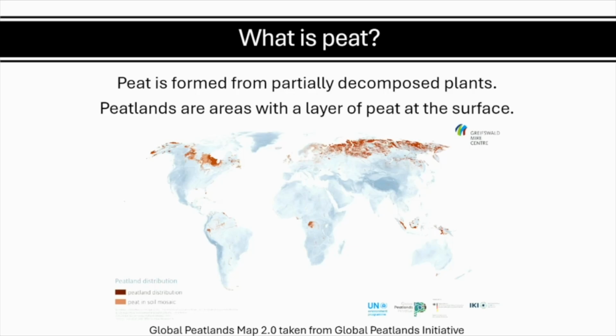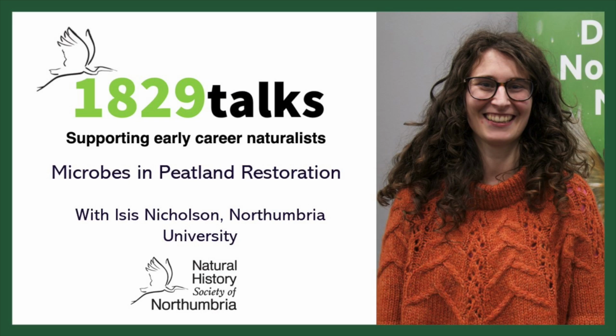So before I talk about microbes, I thought I'd introduce peatlands and peatland restoration very quickly. So firstly, what is peat? Well, peat is formed from the buildup of partially decomposed plants, and that happens in very waterlogged conditions where there's not much oxygen and usually it's quite acidic. Peatlands are just areas of land with a naturally accumulated layer of peat at the surface.